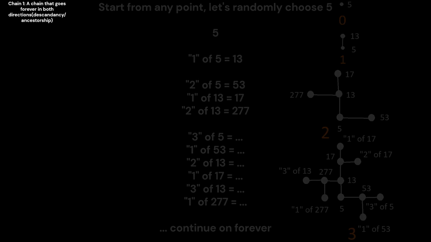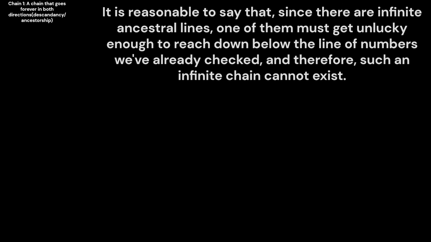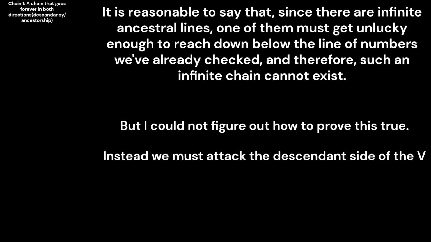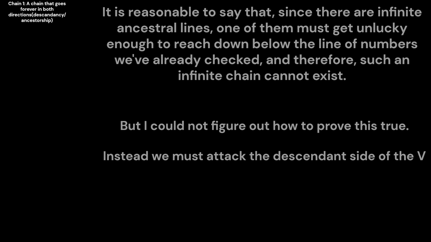It becomes clear that in such a growth pattern, since it goes on forever in such a manner, eventually one of these lines must get unlucky enough to go below the region humanity has already checked. Or if this is not the case, the inverse of the infinite descendants must be true. But I can't exactly prove this idea, so instead we'll try a different method.